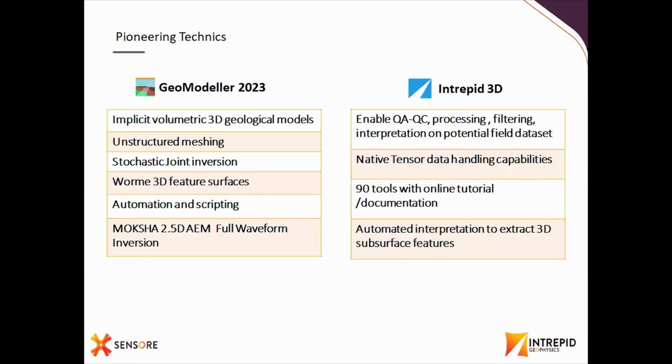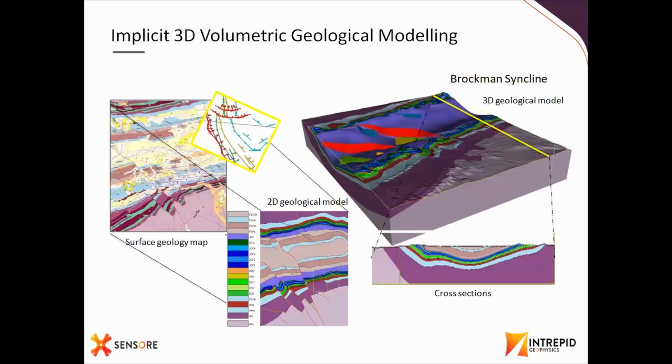Okay, so we were here, we have completed the slide. Then let's move to this slide where we can see the Brockman syncline geological model. I have included this slide just to show you how complex a model we can achieve using GeoModeller, and this is just one example. We can make highly complex geological models, no matter how complex. It is easy to handle with GeoModeller.